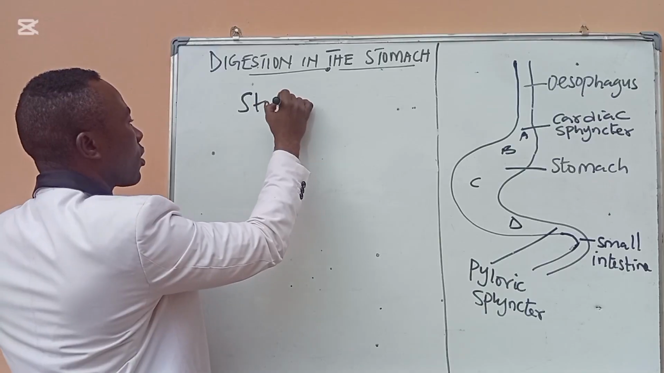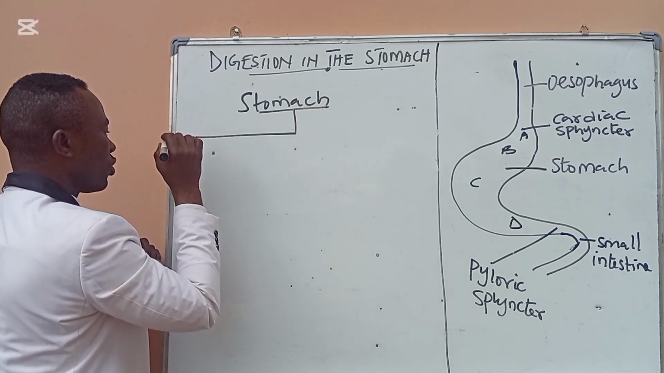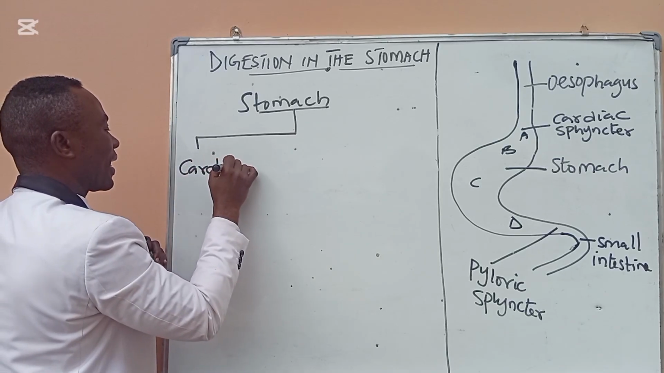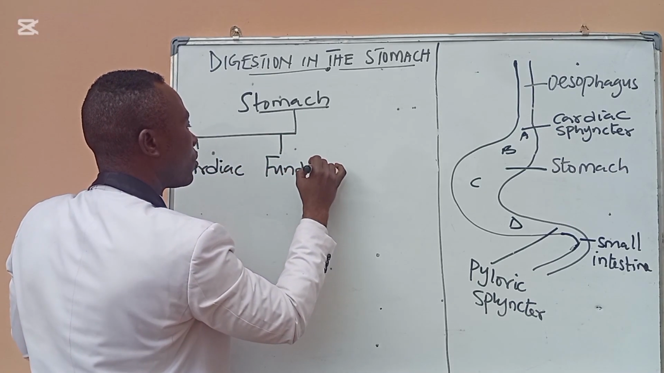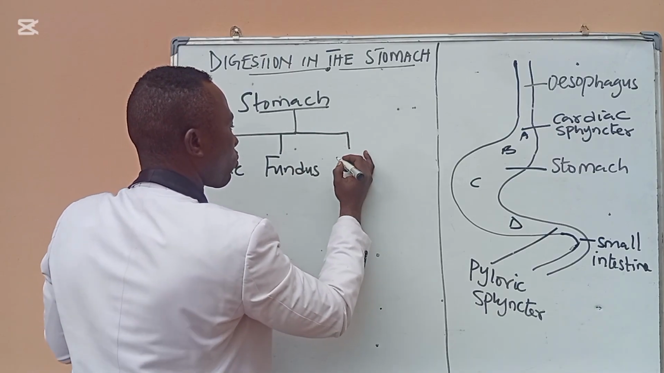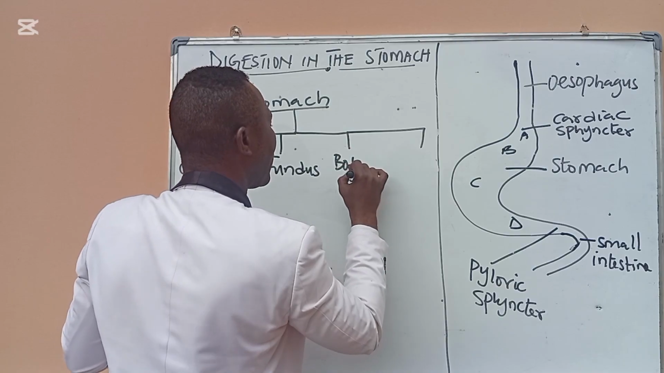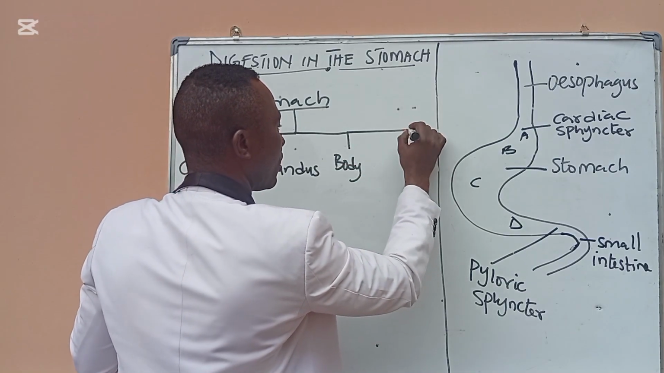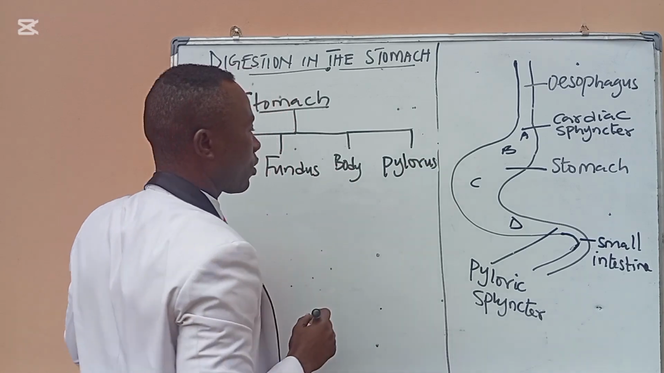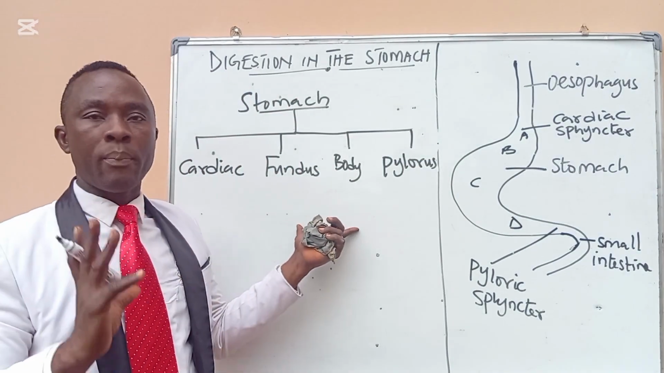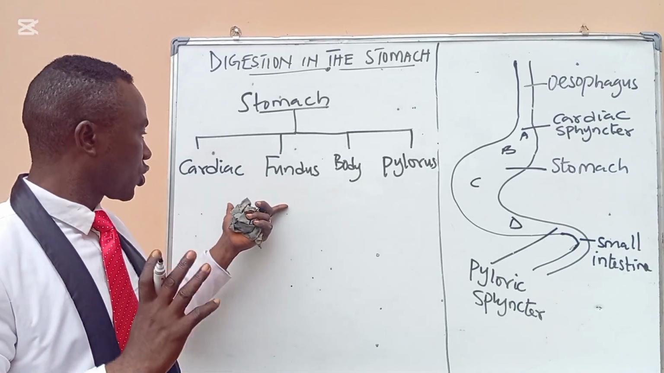So we have a stomach. What are the different parts of the stomach? The first part of the stomach is the cardiac. The second part is the fundus. The third part is the body, while the last part of the stomach is the pylorus. So there are four different parts of the stomach.